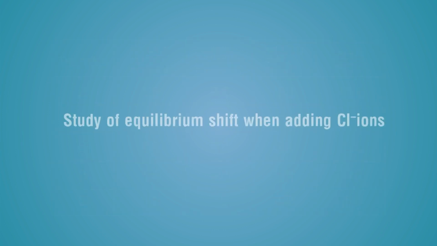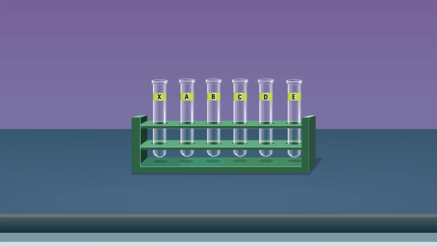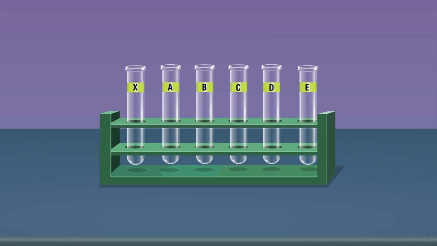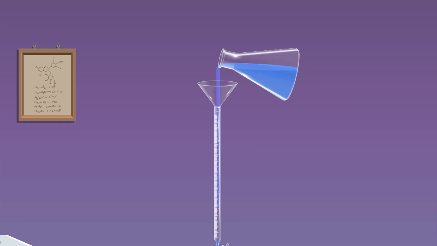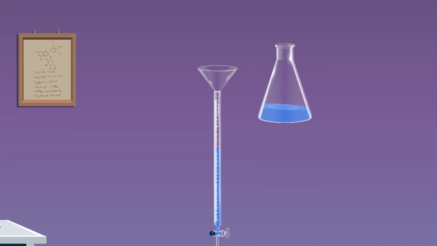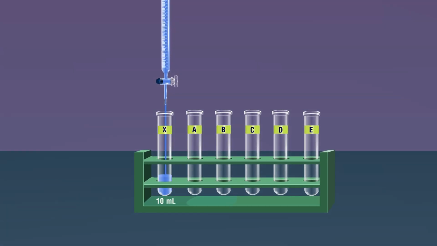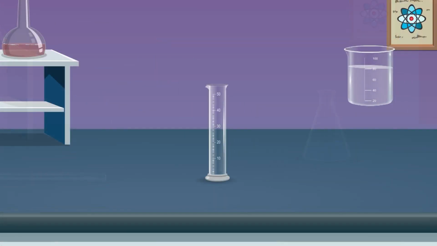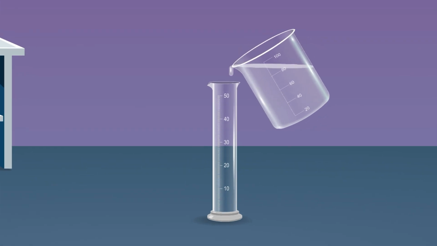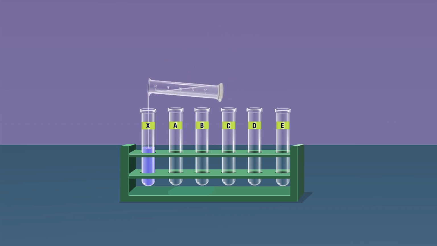Study of equilibrium shift when adding Cl⁻ ions. Take 6 test tubes labeled as A, B, C, D, E and X. Take the cobalt chloride solution in a burette. Add 10 ml of cobalt chloride solution in the test tube X from the burette. Take 5 ml of distilled water using a measuring cylinder. Now add it into test tube X and a pink color solution can be observed.